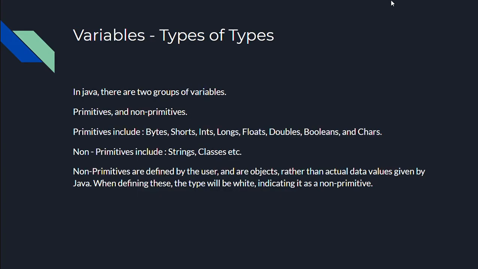Variables, types of types. In Java, there are two groups of variables, primitives and non-primitives. Primitives include bytes, shorts, ints, longs, floats, doubles, booleans, and chars. Non-primitives include strings, classes, etc. Non-primitives are defined by the user and are objects rather than actual data values given by Java. When defining these, in Android Studio, the type will be white, indicating it as a non-primitive.